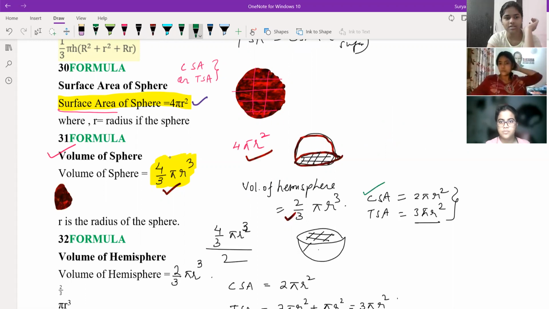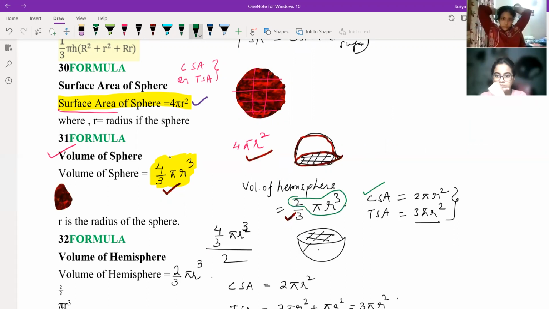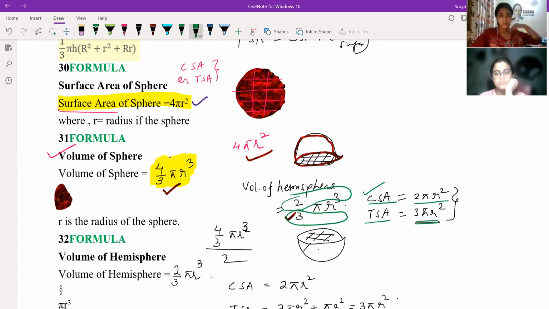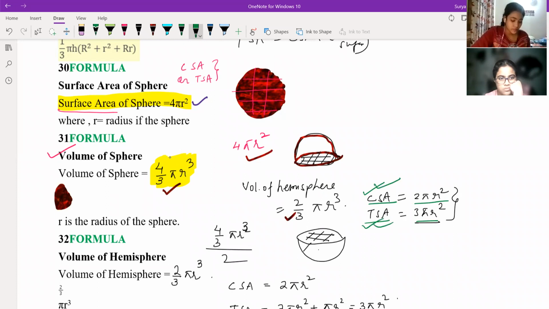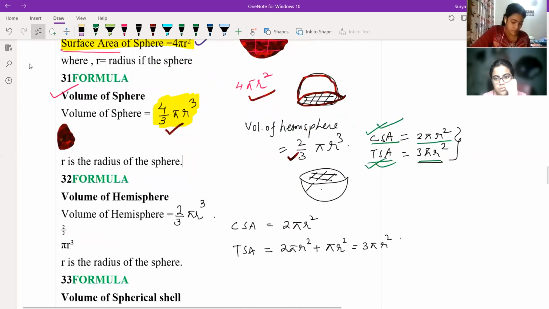So CSA, I told you how to remember this. The upper part is your CSA, that is 2 pi r square, and TSA is 3 pi r square. The down one, what you are seeing, is your total surface area, and the upper one is the curved surface area. Is it clear to everyone how to remember this? If you know the volume of hemisphere, you can find CSA and TSA easily. All right, that's the end of the formula part. We have done all the formulas.